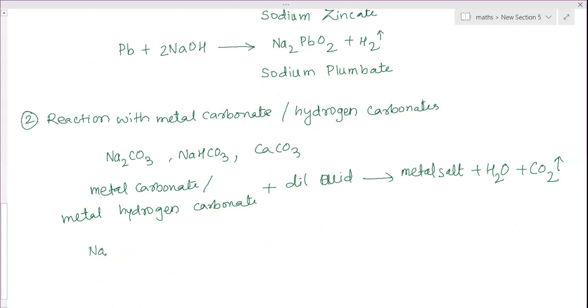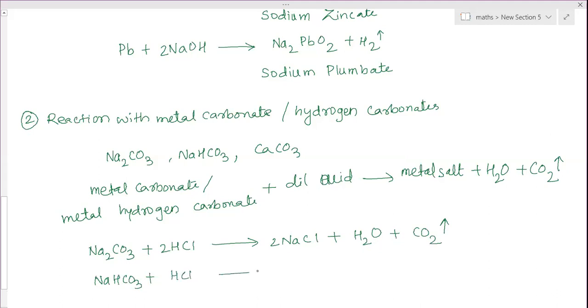So when sodium carbonate combines with HCl, it will form sodium chloride plus H2O plus CO2 gas. Carbon dioxide gas is given out. Same compounds are formed when sodium hydrogen carbonate combines with HCl. So it will form again the same sodium chloride, common salt, H2O and CO2 gas is released.